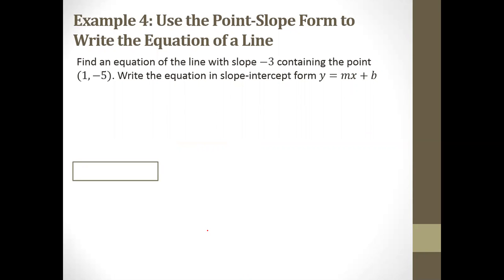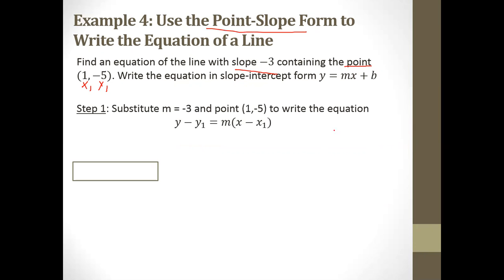All right, so we're finding the equation of the line when our slope, our m, is -3, and our point, our x sub 1, y sub 1, is 1, -5. And we're going to write the equation in slope-intercept form, but we're using the point slope form. So we're starting with point slope form, y minus y sub 1 equals m times x minus x sub 1. And remember, in our formula where m is, we're substituting the value -3. We're given the slope of -3.